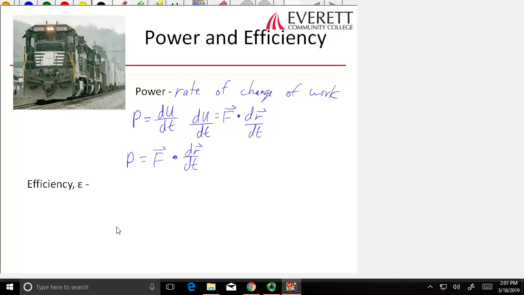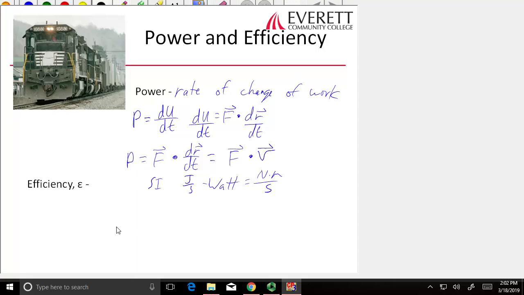What's dr/dt? Velocity. Good. So that's just equal to force dotted with velocity. If you dot your force with your velocity vector, you get power. Our units in SI, we would have joules per second. Does anybody know what a joule per second is? A watt. Very good. We use watt, which is the same thing as a Newton meter per second. That's what a joule is, a Newton meter.